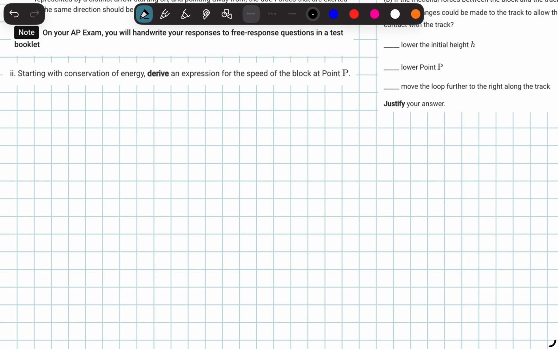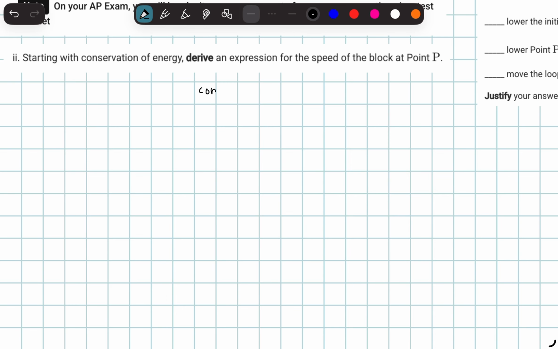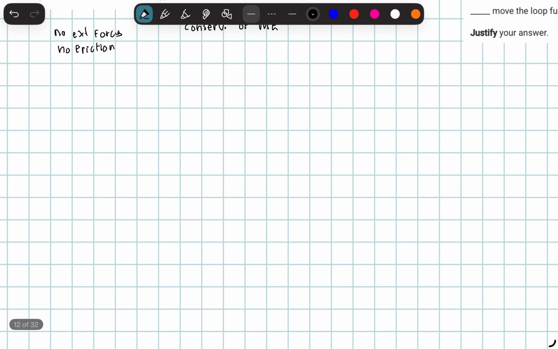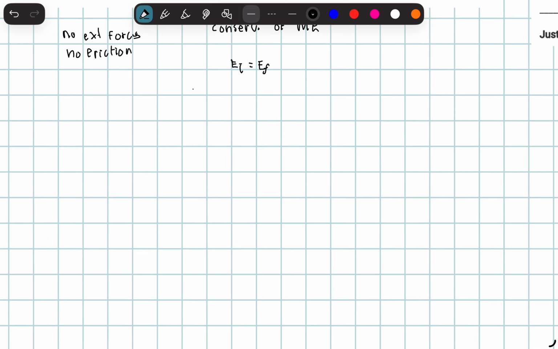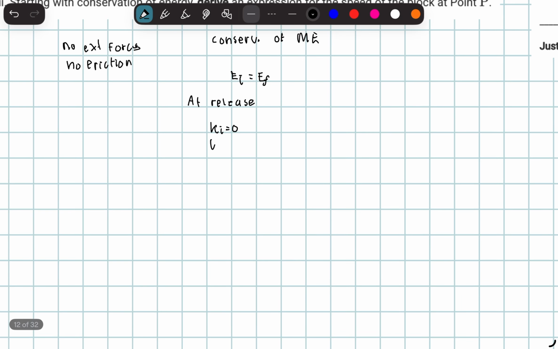Starting with conservation of energy, derive an expression for the speed of the block at point P. As I said earlier, we have conservation of mechanical energy, and that's because there are no external forces, and there's no friction. So we know that E initial is going to be equal to E final. At release, the initial point, the kinetic energy is going to be equal to 0, and the initial potential energy is going to be equal to mgh.